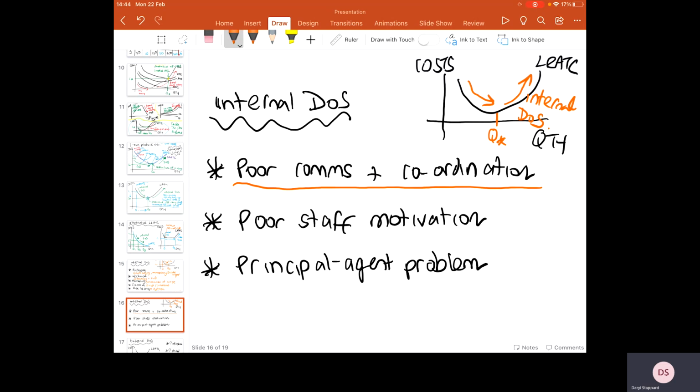There's more layers of management that we've got to pass information through. It's difficult for managers to receive regular feedback from lower down staff. And these things make communication and coordination more difficult. And that creeps in inefficiencies.